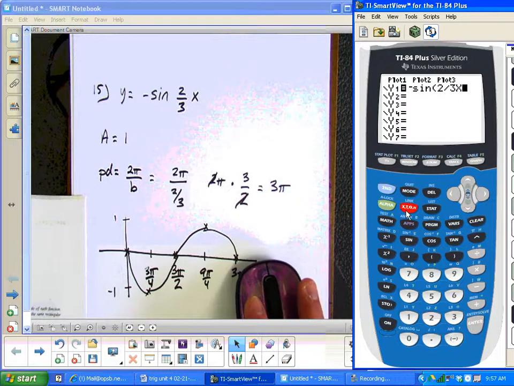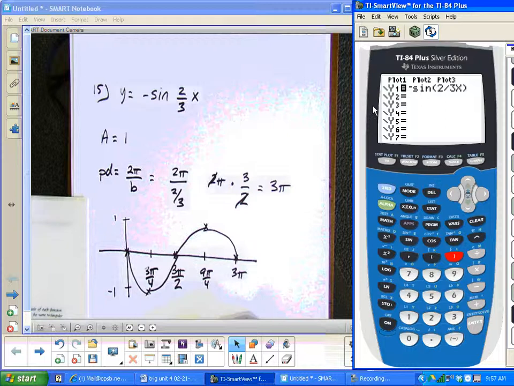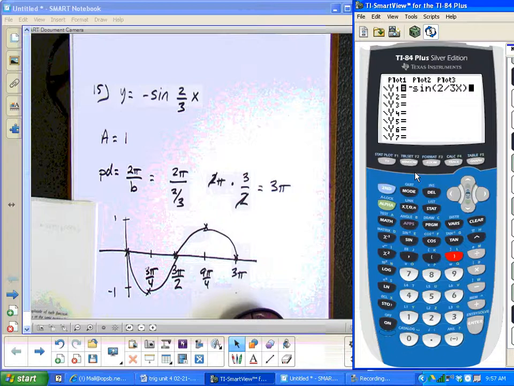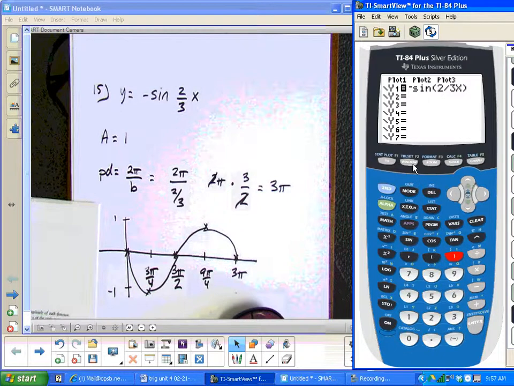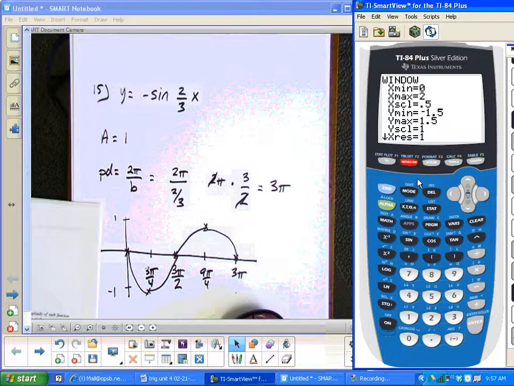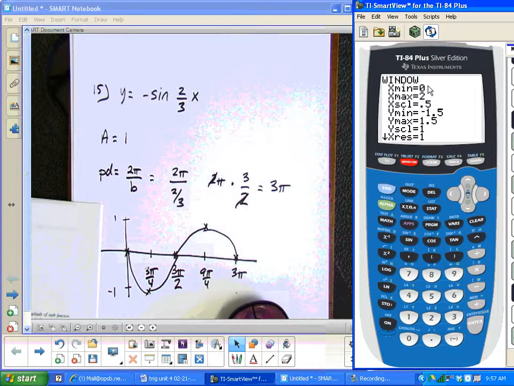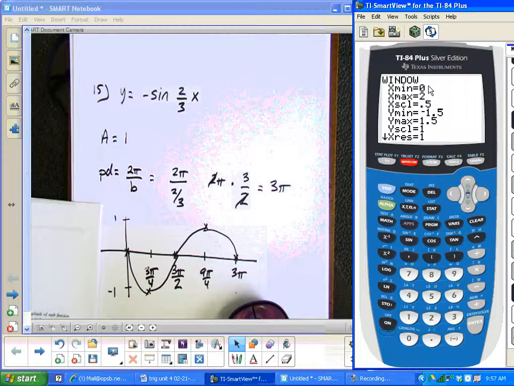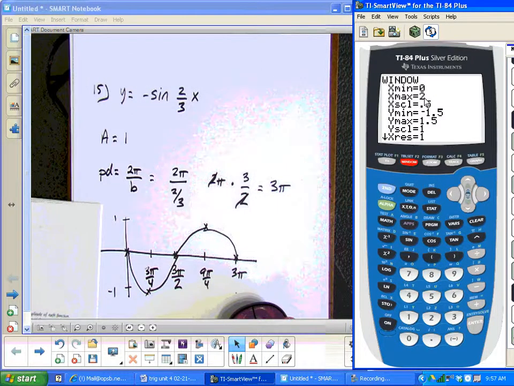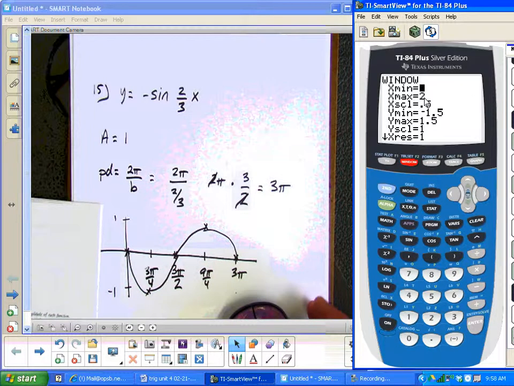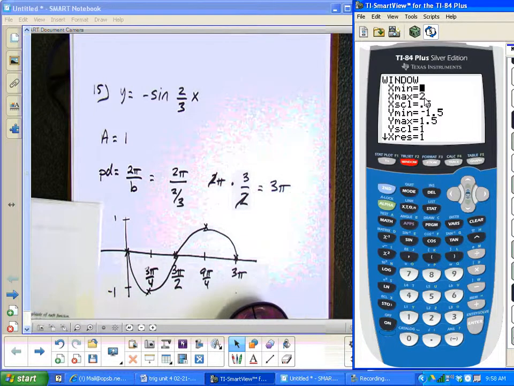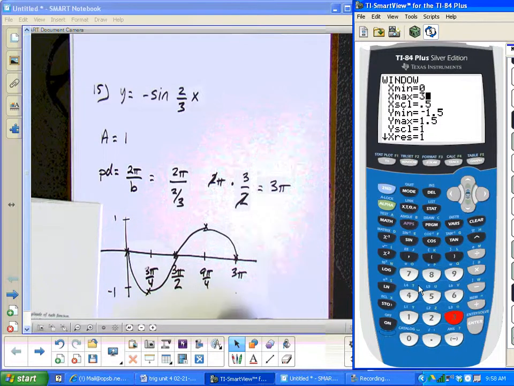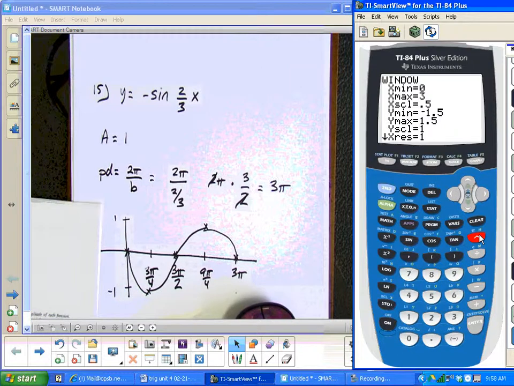And then x. Now we got to set the window. One thing about it, if you didn't calculate the period right, or if you didn't calculate each unit right, then it's just not going to work out for you. So tell me what I need here. My min needs to be 0, is that right? It started at 0. Now what about my x max? That would be 3 pi. And when I punch it in, it's just going to change it to a decimal. My y max would need to be 1.